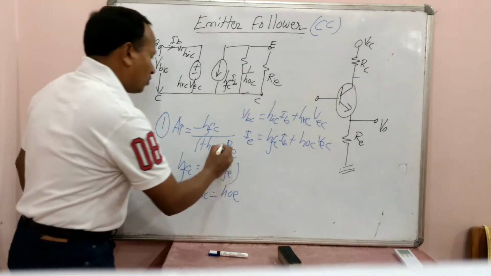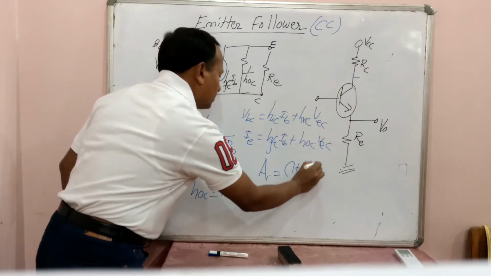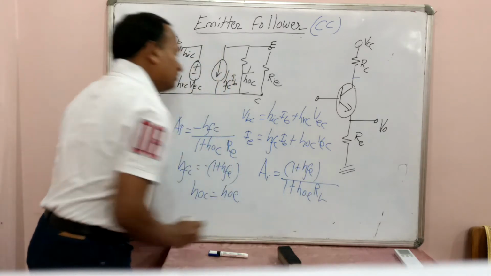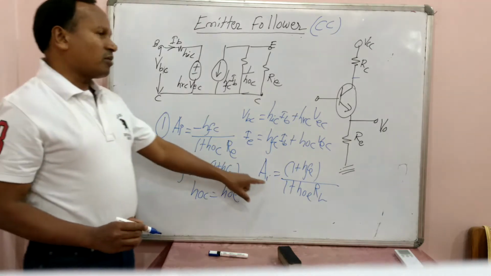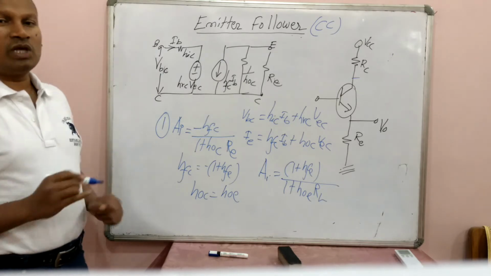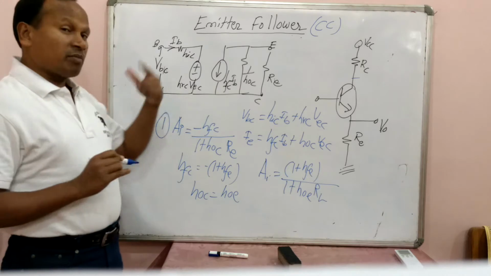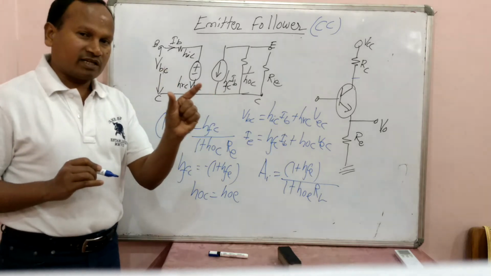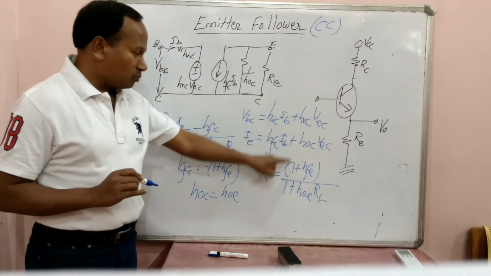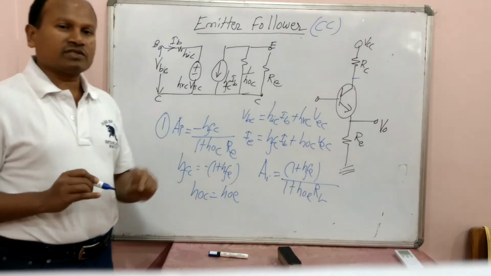If you replace this, what will be the expression for AI? This is 1 plus HFE divided by 1 plus HOE into RL. This is the current gain for the common collector amplifier using common emitter hybrid parameters. In doing so, we learn one new important thing. What is that new thing? In common emitter, when you write the current gain in its original terms, you find that the gain comes negative. But if you substitute those values in this expression, you will get the current gain to be positive.